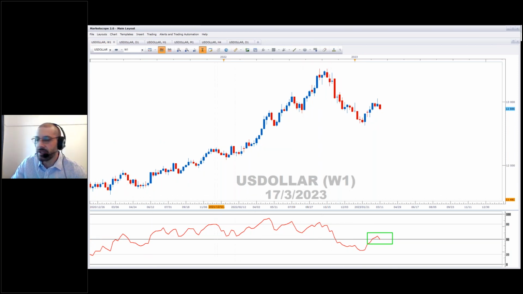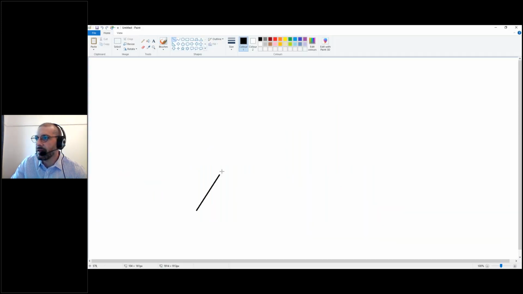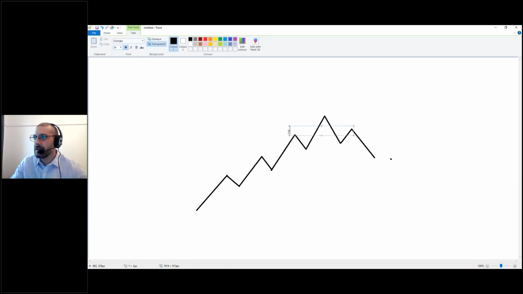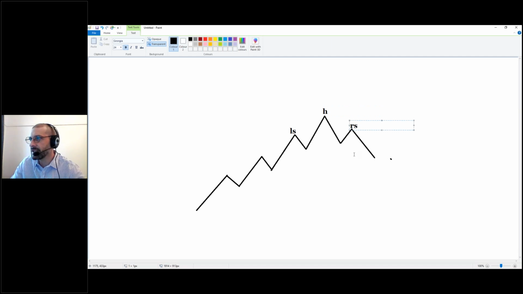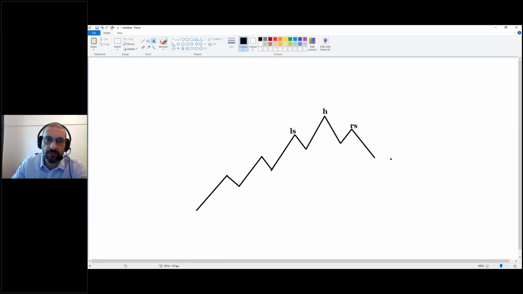Now, the next thing I want to draw your attention to, I just want to bring up Microsoft Paint. Remember the trend of a market, it ebbs and flows, it zigs and zags. Eventually the trend is going to end. When it ends, you kind of get something like this. Okay, obviously this is theoretical, but you can see that we've got a left shoulder, head and a right shoulder. So that's really what a head and shoulders is. It's really just a trend change.